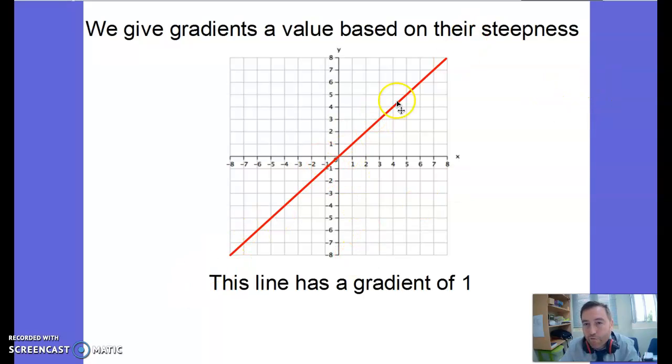This is a gradient of 1. And this means that for every 1 unit I go across, I go 1 unit up. Along 1, up 1. That is a gradient of 1. So the line y equals x, which is this line, that has a gradient of 1. We go across 1, up 1. Along 1, up 1. For every 1 I run, I rise 1.